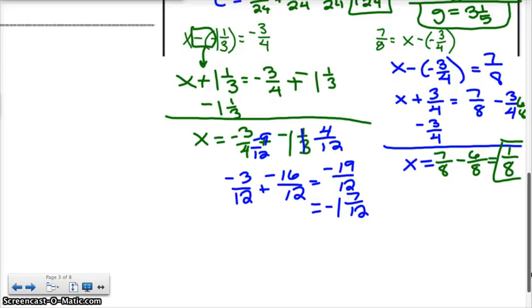That one was way better. So much better than the other one. That is the conclusion for solving through adding and subtracting.